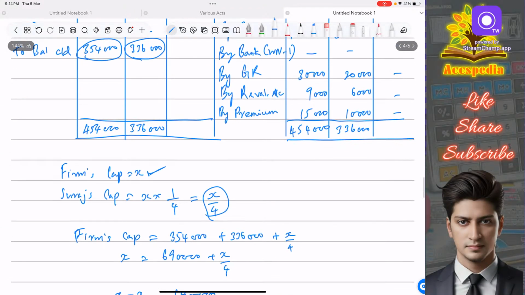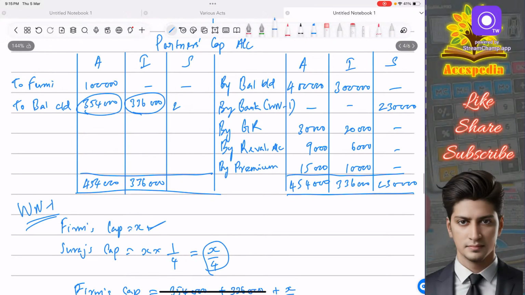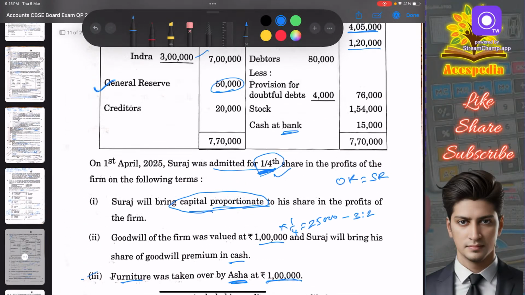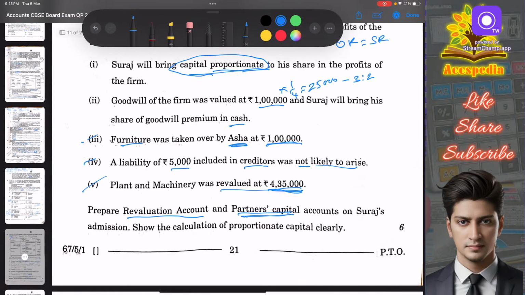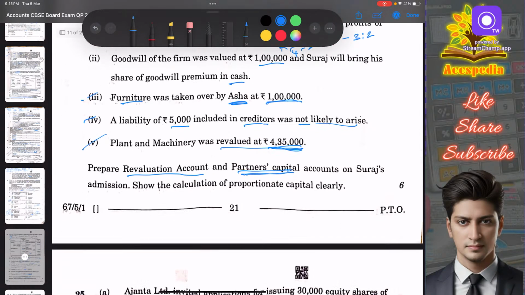So go and write here: this is working out to 2 lakh 30. Yeah, that's it, over, 6 marks sum.